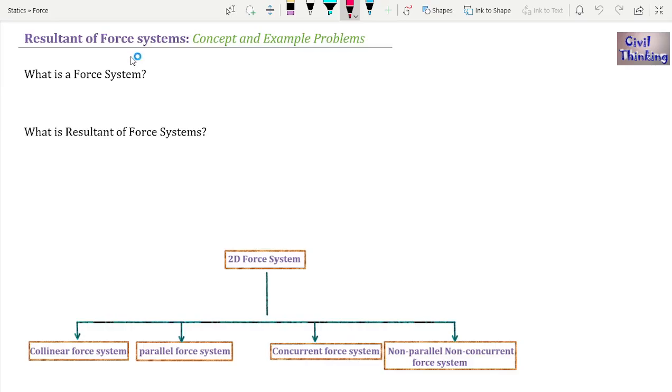Welcome to Statics Lectures by Civil Thinking, and today we are going to see another concept, and the concept is resultant of force systems.